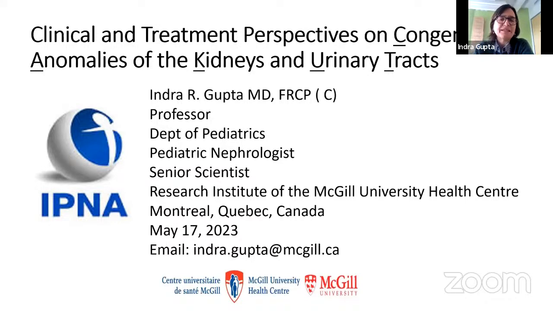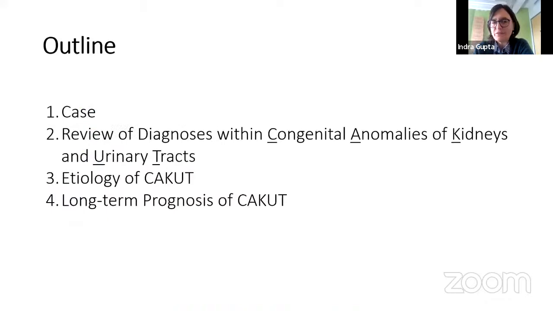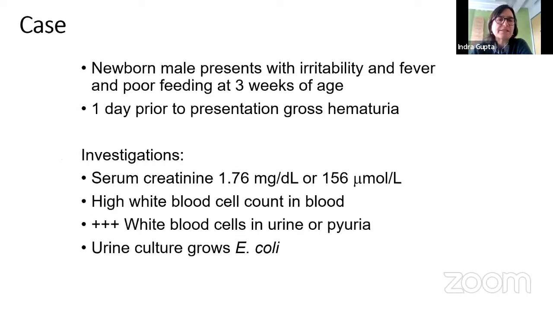So, a brief outline of what I'm going to talk about today: this case review of the diagnoses that we consider within congenital anomalies of the kidney and urinary tract, which we're going to abbreviate with this term CAKUT. We're going to talk a little bit about etiologies of CAKUT and then the long-term prognosis. So we'll start with a case.